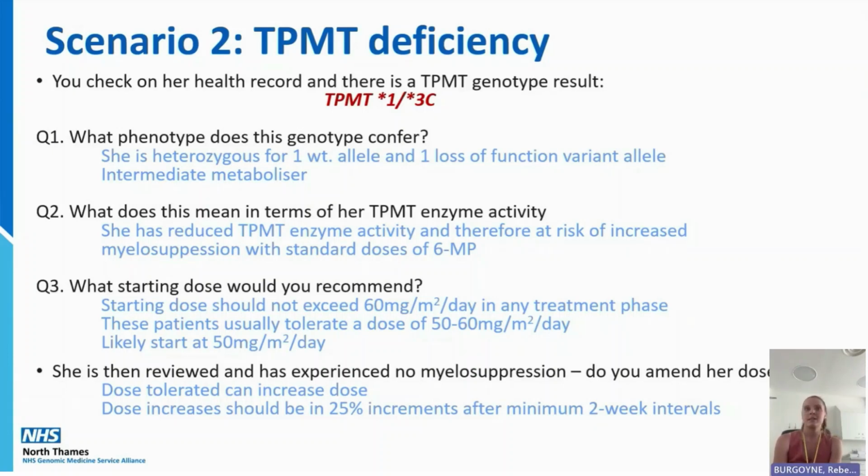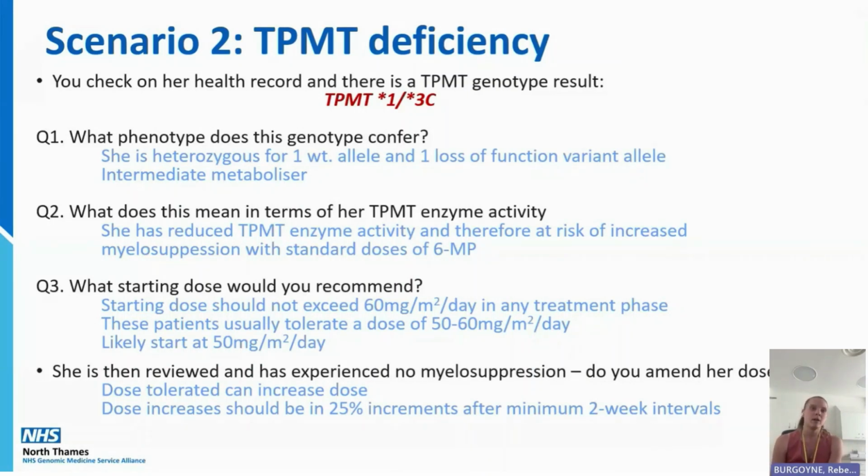So what does this mean in terms of her TPMT enzyme activity? So she's going to have reduced enzyme activity, and therefore she is at risk of increased myelosuppression if we give her a standard dose of 6-MP. So what starting dose would you recommend? So if we think back to the table, the guidance is that the starting dose should not exceed 60 milligram per meter squared per day in any of the treatment phases, and that the patient would normally tolerate between 50 and 60 milligram per meter squared per day.